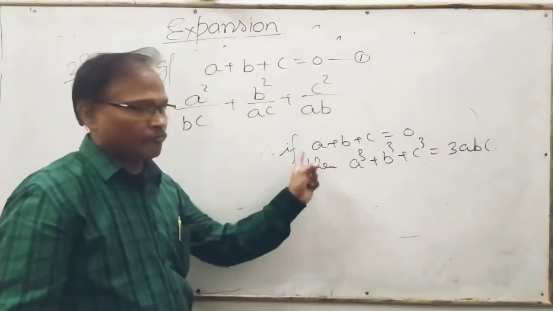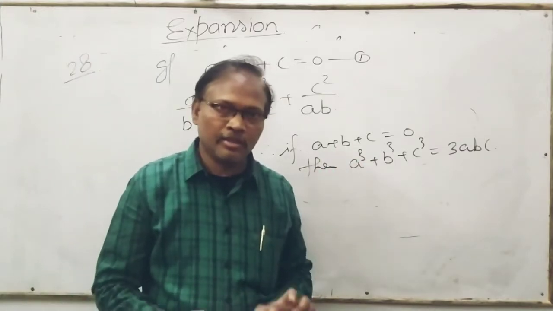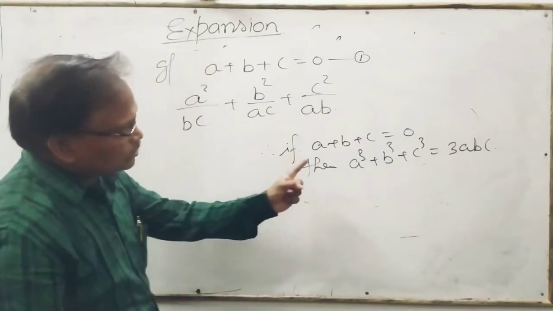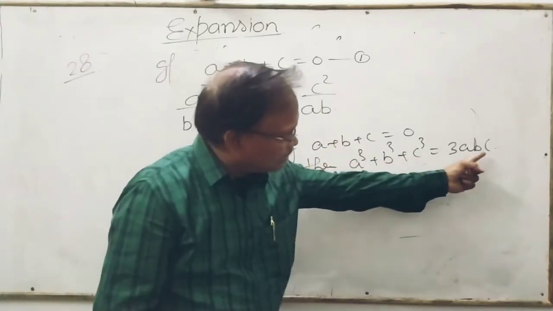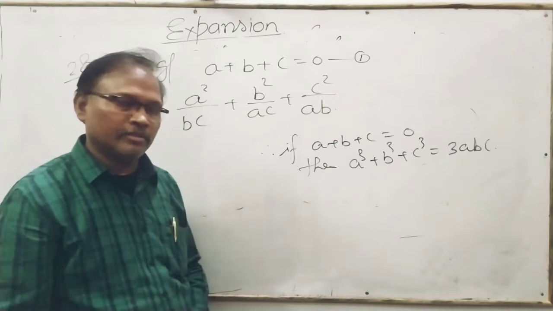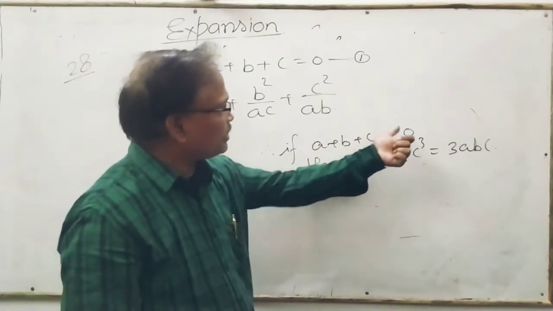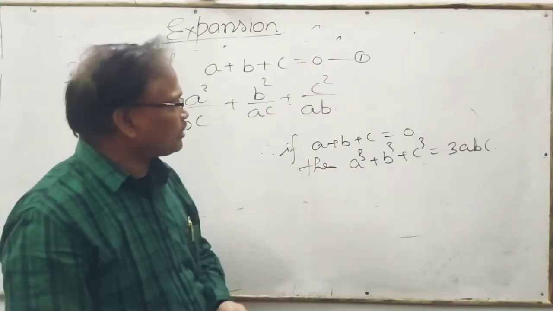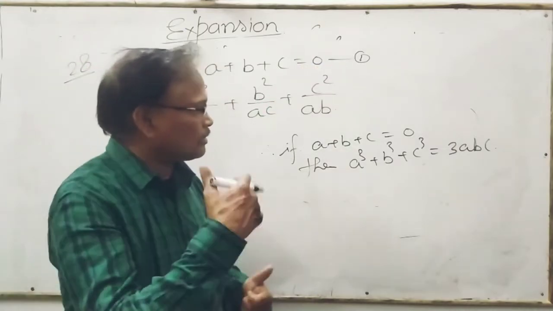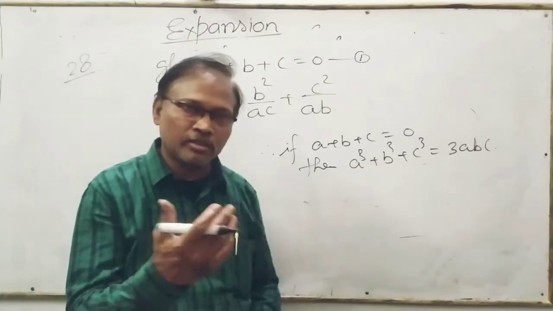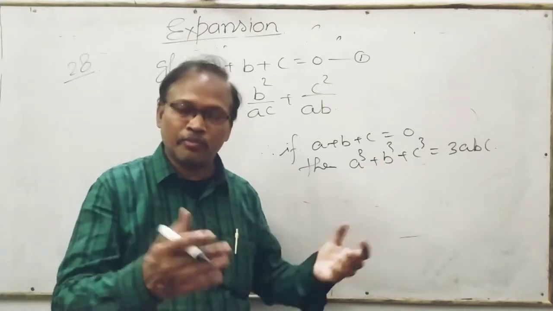It is given in the formula. You can see it on the first page of the chapter. It means you have to apply the same concept here. But you will say, we have a plus b plus c is equal to 0, okay, it is given. But where is a cube plus b cube plus c cube is equal to 3abc? It is not visible here. Where will we put it?